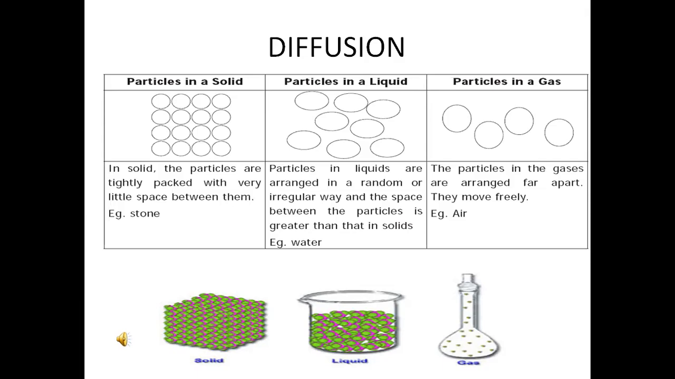Next, gas, for example air. See the pictures below. In a solid, molecules are tightly packed with very little space between them. Next one, liquid. Liquid particles are arranged in a random or irregular way, and the space between the particles is greater than that in solids. Third one, gas. Gas particles are arranged far apart. They move very freely.